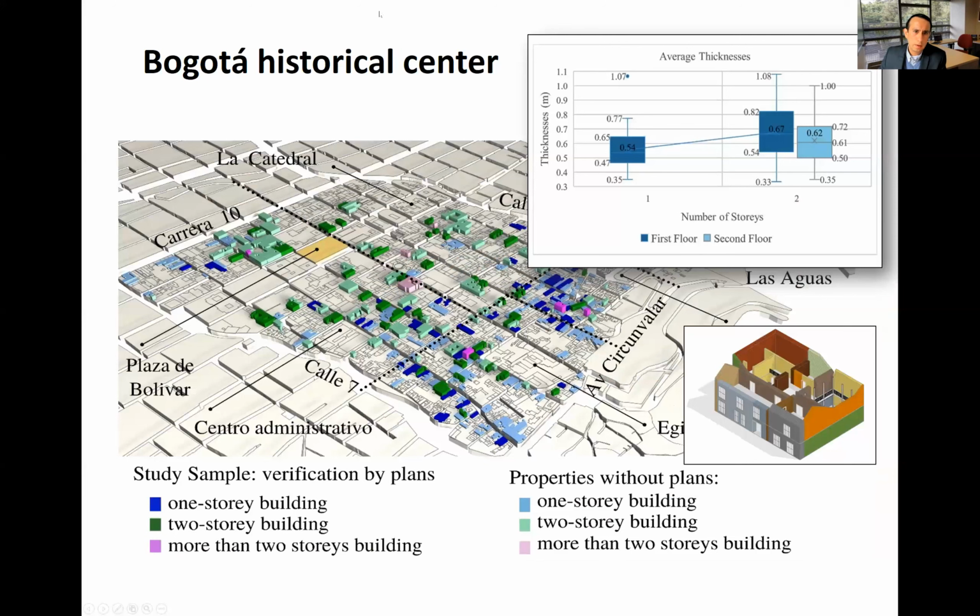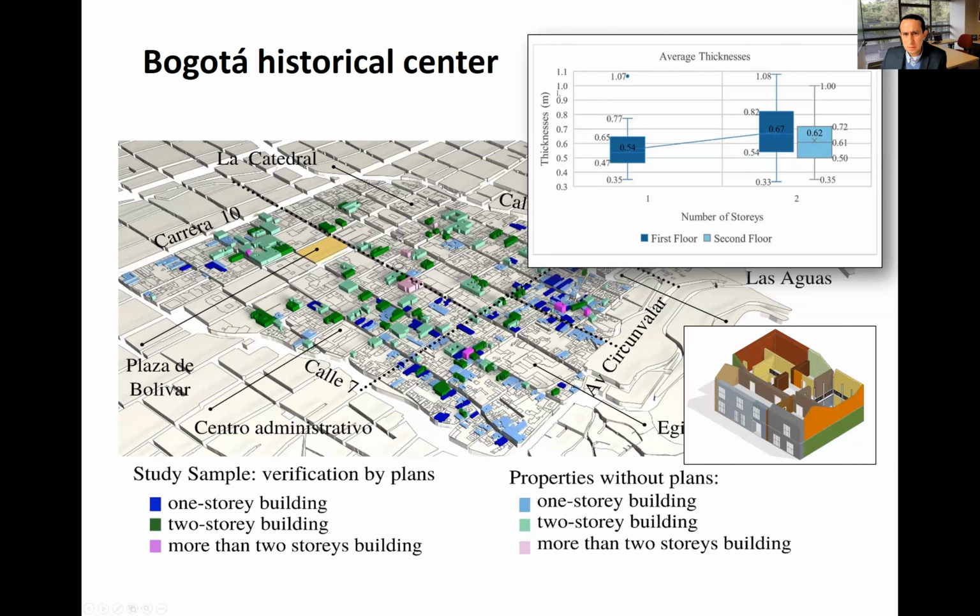So we did a study of this historical center, and found that here you can see with the colors, one-story buildings in blue and in green, two-story buildings. So there are a lot of two-story buildings in this town. And all these properties are made of earth.